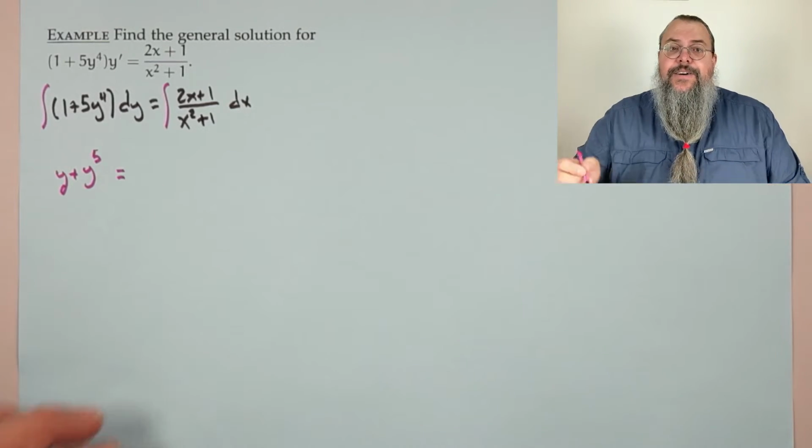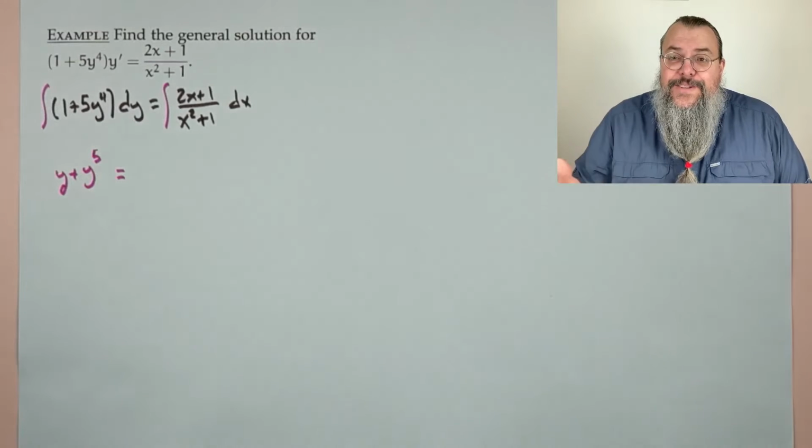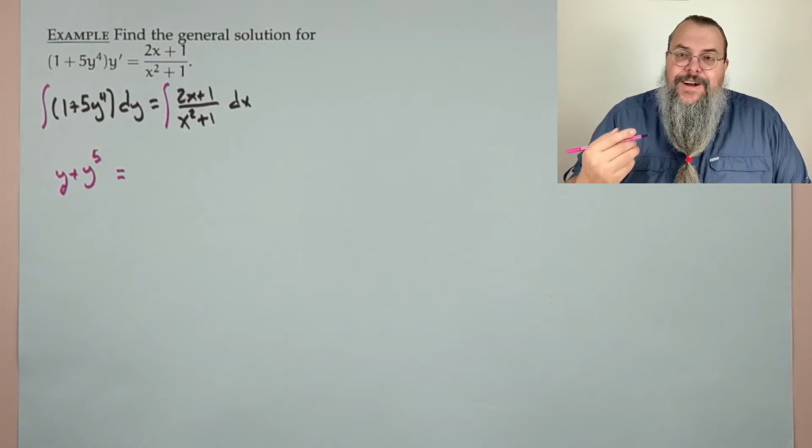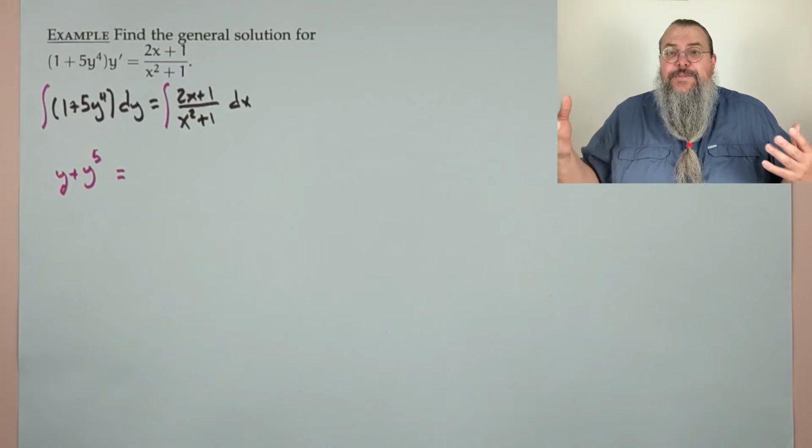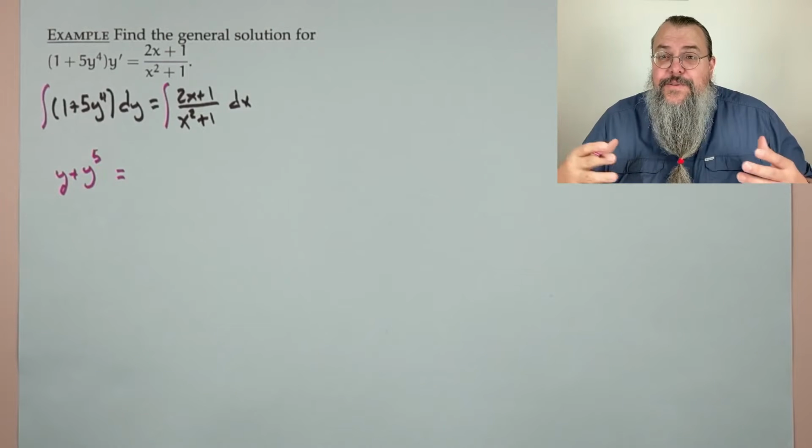Equals, now, what do we do with (2x plus 1) over (x squared plus 1)? All right, now you might say, aha, let u equal x squared plus 1. Then isn't the derivative 2x plus 1?